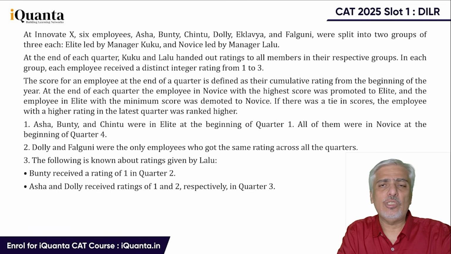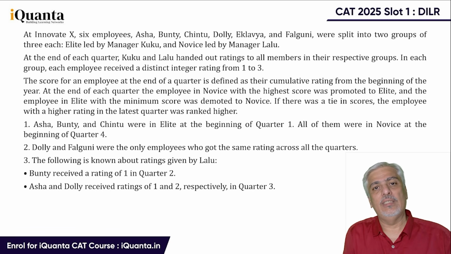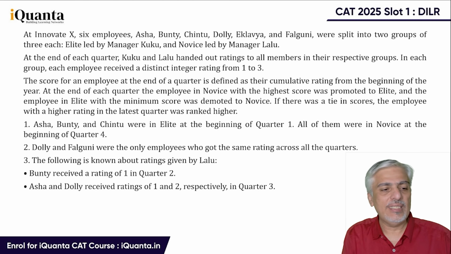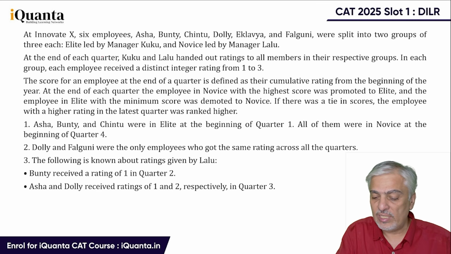Hi, let's have a look at the next set from this section of CAT 2025. So they've told us at Innovative X, there's a company called Innovative X, 6 employees A, B, C, D, E, F were split into groups of 3 each. So out of the 6 people, we're going to split them into two groups of 3 each.